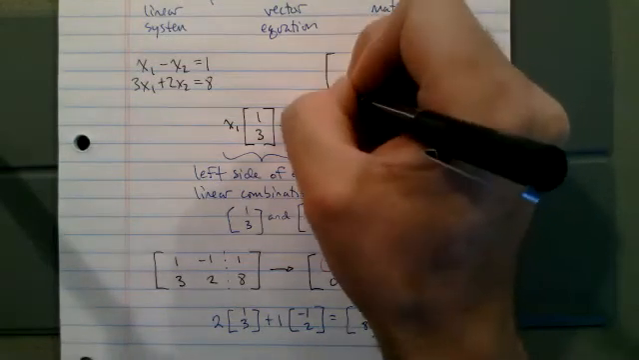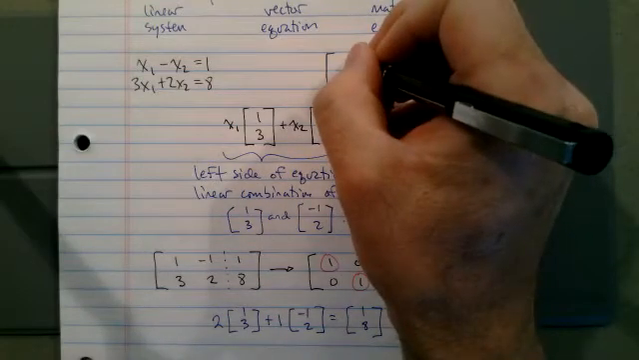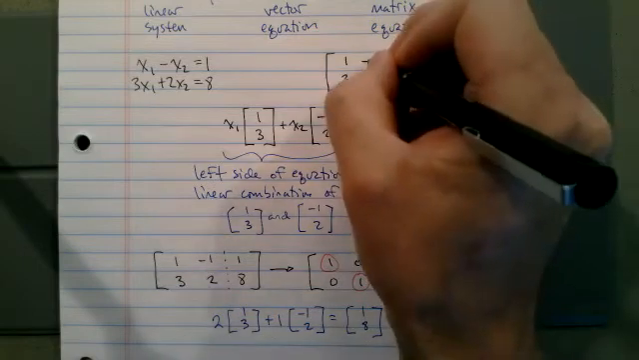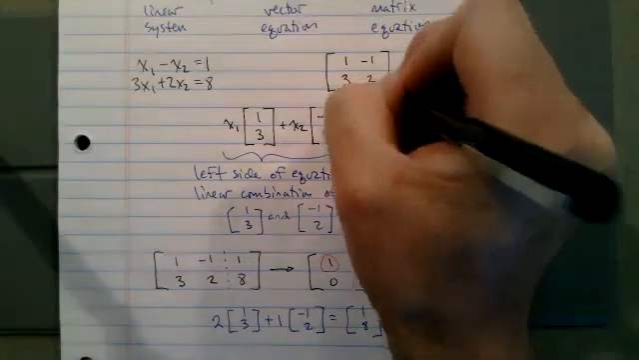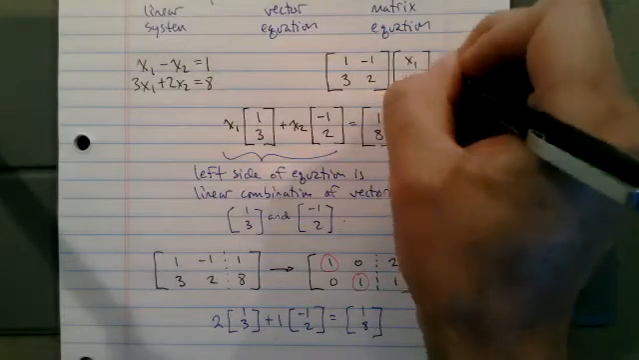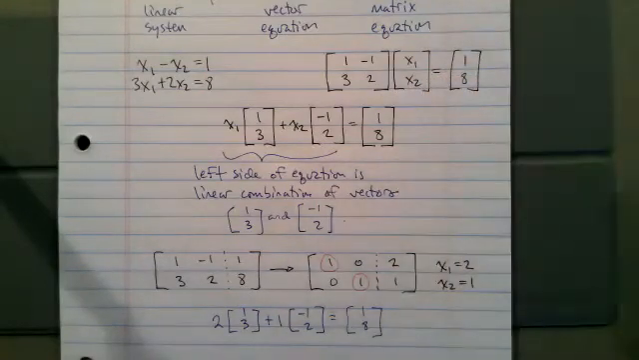I'm going to have a matrix of coefficients. The first column of the coefficient matrix will be 1, 3. The second column of the coefficient matrix will be negative 1, 2. This is getting multiplied by the vector x1, x2, and this will equal the vector 1, 8. We've written the linear system as a matrix equation. So this has the form matrix A times a vector x is equal to another vector b.